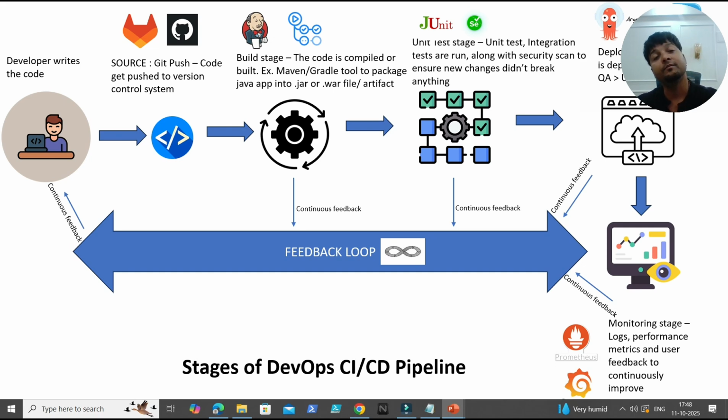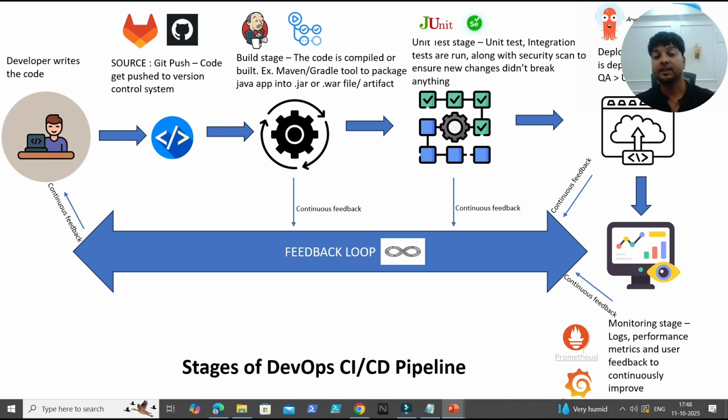So from the developer writing the code till the testing, till the unit test cases and all are completed, this is the stage which is called CI, which is continuous integration.